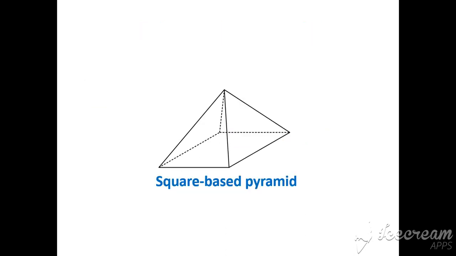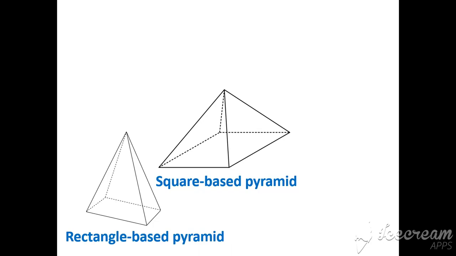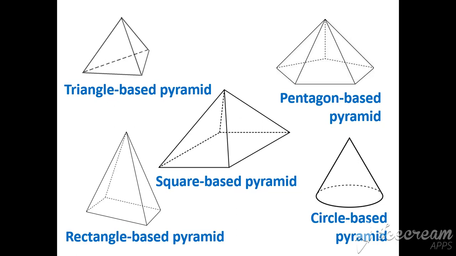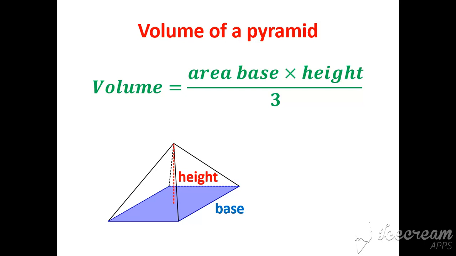All right, so let's take a square base pyramid and talk about rectangle based pyramid, triangle based pyramid, pentagon based pyramid, or circle based pyramid. They're all pyramids. They all have a 2D base and everything rises up to a single apex. Here's the formula we're going to learn in this video and the next video. The volume of a pyramid is simply equal to the area of the base. We've got to calculate the area of the base, multiply it by the height and then divide it all by 3.